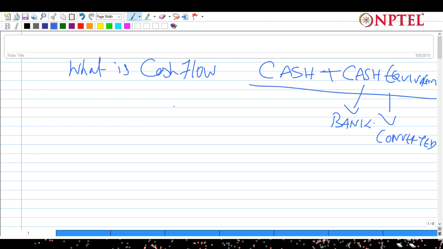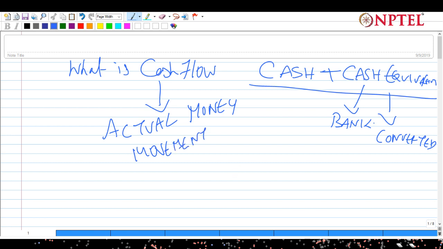So cash flow, what is cash flow? Cash flow is nothing but actual money movement to and from the business. That is what we call a typical cash flow.